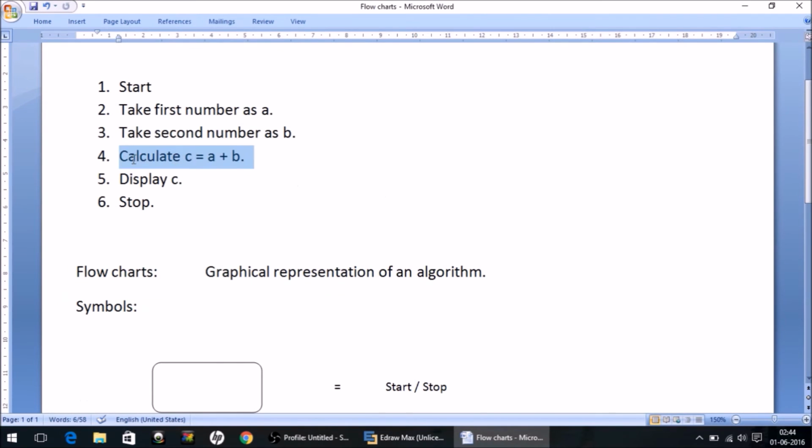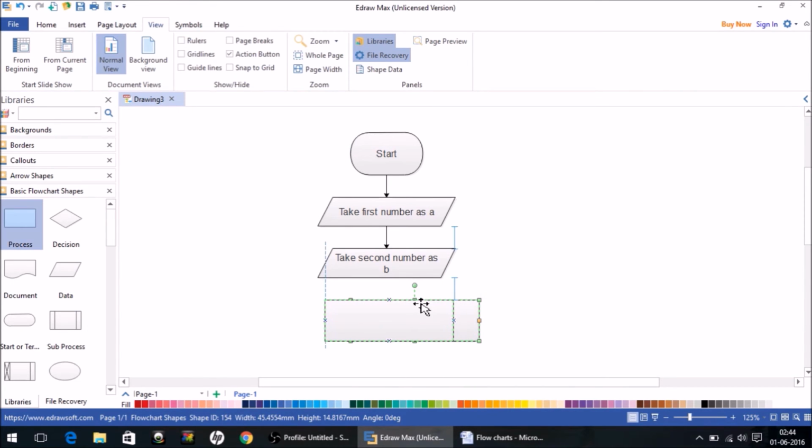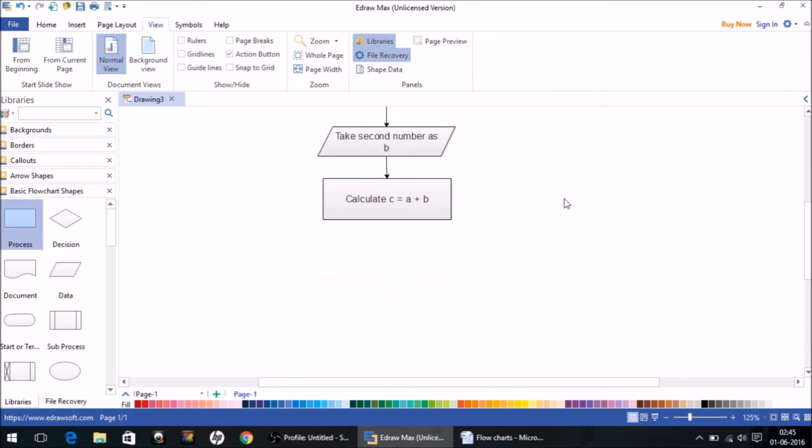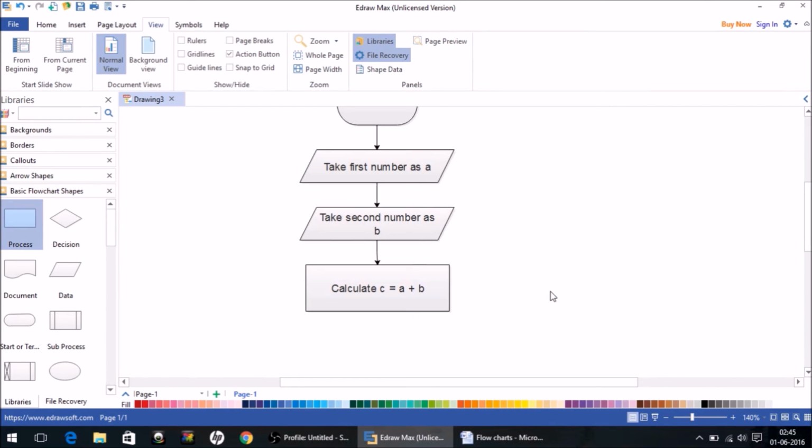The next is of course a process, because we are doing a process here, so we need a process symbol. So we take a process symbol after this, and inside this we'll write calculate C is equal to A plus B. Then we connect. So you can observe the flow here, clearly this is going from top to bottom like this, step by step.